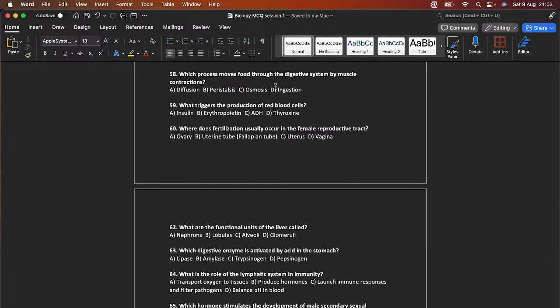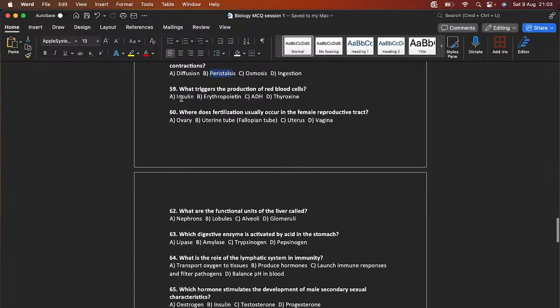So which process moves food through the digestive system by muscle contraction? So it's peristalsis. Okay, peristalsis is the function where the muscles are contracting and allow the food to move slowly through the digestive system, through the small intestine, large intestine. What triggers the production of red blood cells? Insulin, erythropoietin, ADH, or thyroxine. It is erythropoietin.